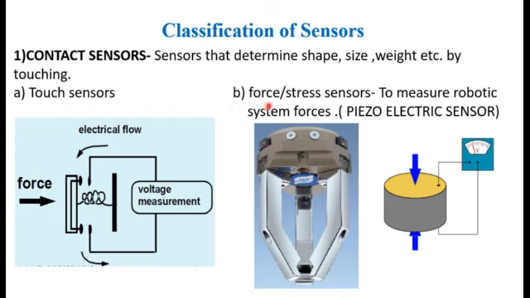The second type is force or stress sensors. To measure the forces in a robotic system, piezoelectric sensors are used. In this figure, whenever we apply a certain force on this component, it is measured in terms of voltage. That force will be converted into voltage. So by using these piezoelectric sensors we can measure forces or stresses in the components.